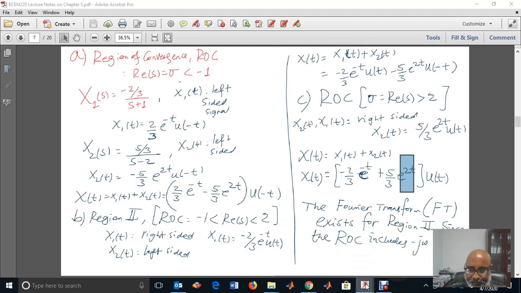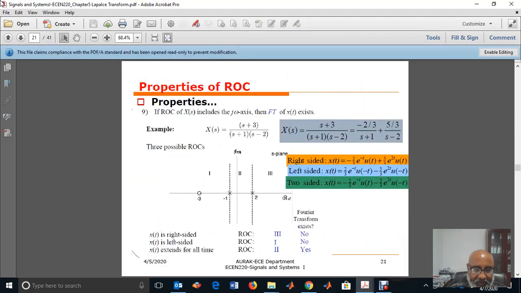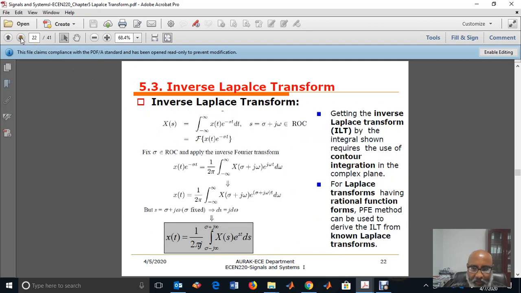All right, so we did already this. We continue now. Calculation of inverse Laplace transform. How do we calculate the inverse Laplace transform?